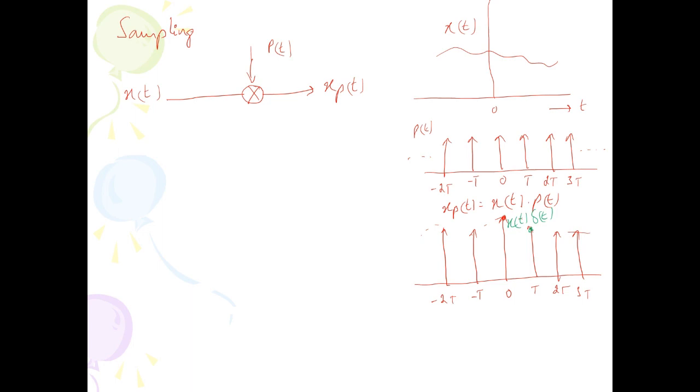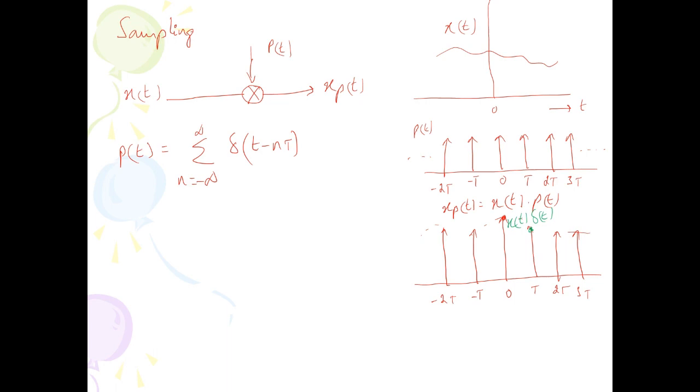Before getting to this, we will give the equation for the periodic impulse train. p of t is equal to the summation of delta of t minus nT, where n is equal to minus infinity to plus infinity. By substituting different values of n, n equal to 0 gives delta of t, and n equal to 1 gives delta of t minus capital T, so the impulse is shifted to capital T, and so on. This is the equation for the periodic impulse train.